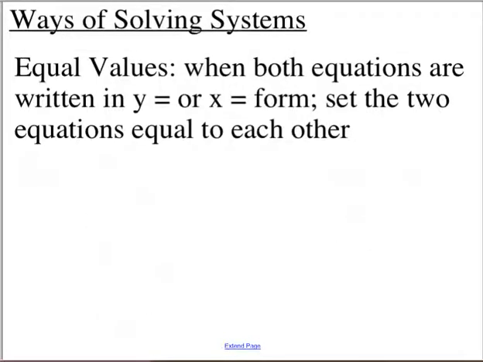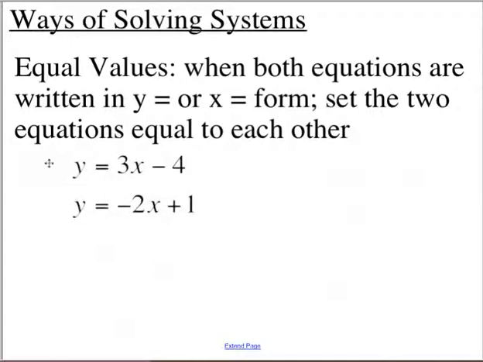So this should be a recap of what you guys learned back in algebra and algebra 2 with solving systems of equations. There are three different methods. The first method is called the equal values method, and this is when both equations are written in y equals or x equals form, and all you have to do is set the two equations equal to one another. So the example that I have here is y equals 3x minus 4 and y equals negative 2x plus 1.